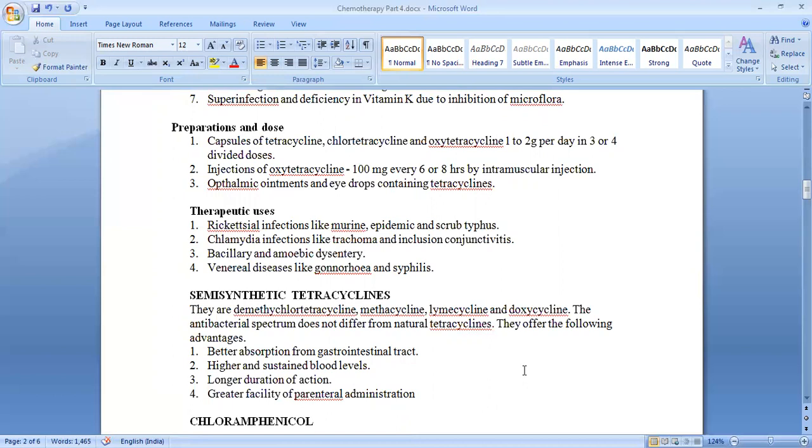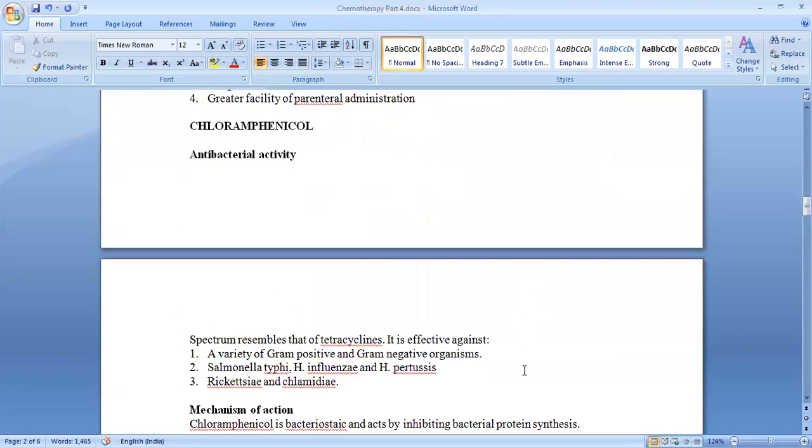So, what are the advantages of these semi-synthetic tetracyclines? They are better absorbed from the GIT. They maintain the blood level for a longer time and at a higher level, because of which they have longer duration of action, and they can be administered parenterally in an easy way. So these semi-synthetic tetracyclines such as dimethylchlortetracycline, methacycline, lymecycline, and doxycycline, these are used nowadays. Then the next molecule is chloramphenicol.